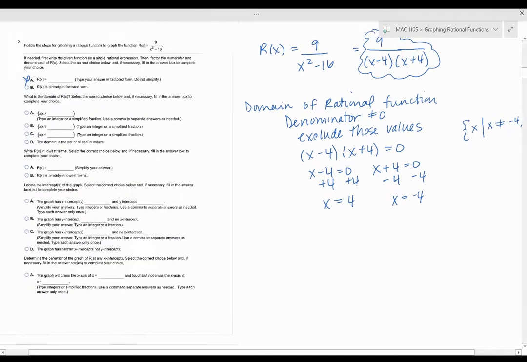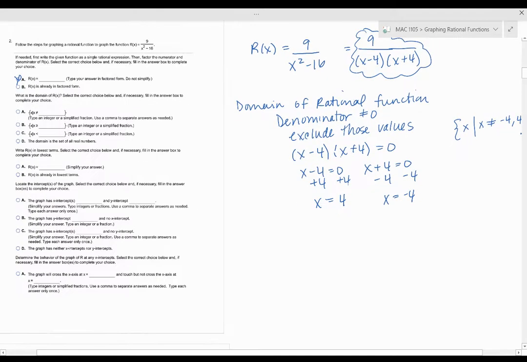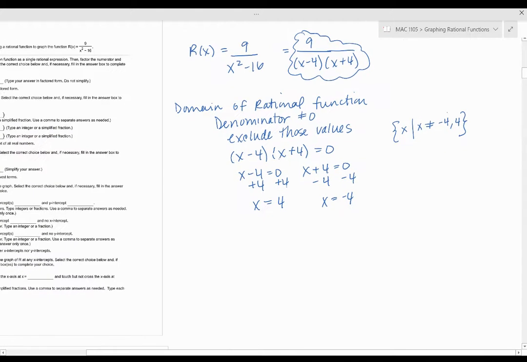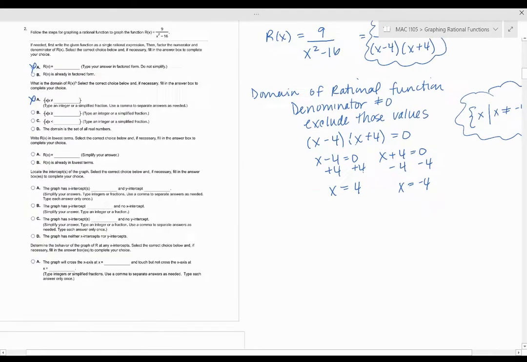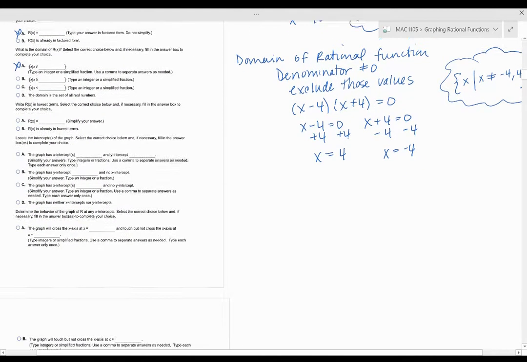Okay, so if you guys are looking at your assignment, you're going to choose A, and you're going to write this answer that we just put. You're going to put in the negative 4 and the positive 4. All right, moving right along.